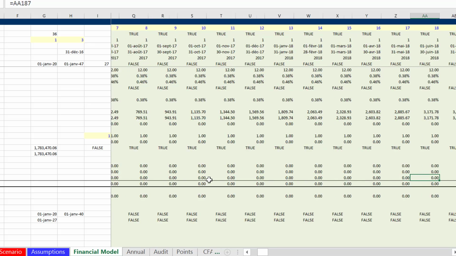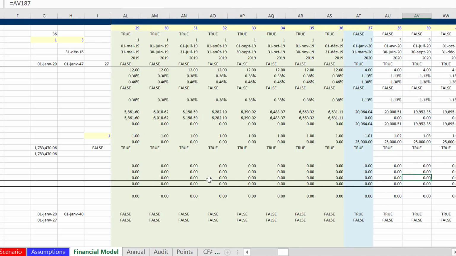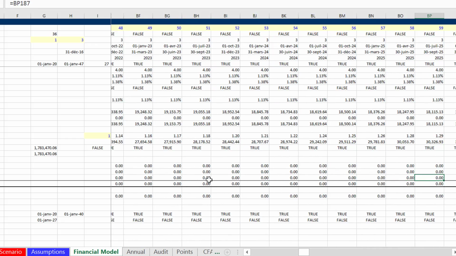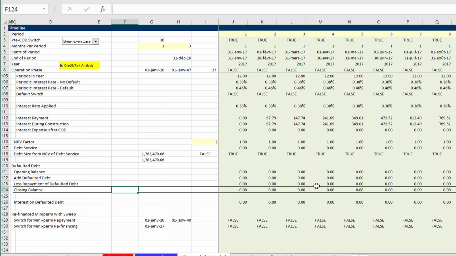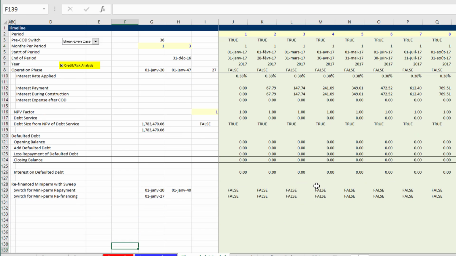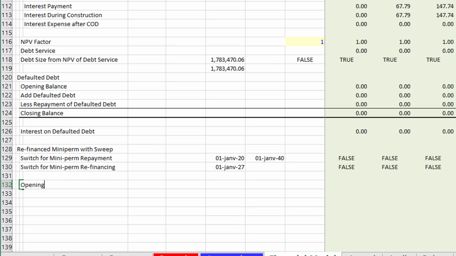So we want to really study what happens in this Mini-perm financing year. There it is. When I do this, I'm always afraid, oh no, it might not work, and then I'm making this video. And then we put our opening balance, just like we always do. And then we add, instead of adding the draws, we add the refinancing.